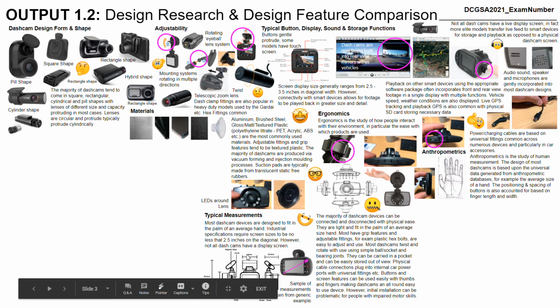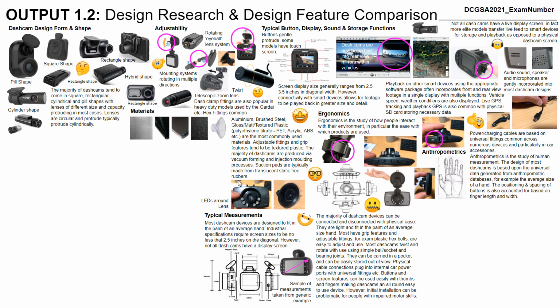We can see here general screen measurements, they tend not to be any less than 2.5 inches on the diagonal, which is a useful fact in itself. But not all models have screens. A lot of the more modern ones and more expensive ones actually are Wi-Fi and Bluetooth enabled to transfer data back to your smart device in the car and even onto the main screen in your car, the display screen.